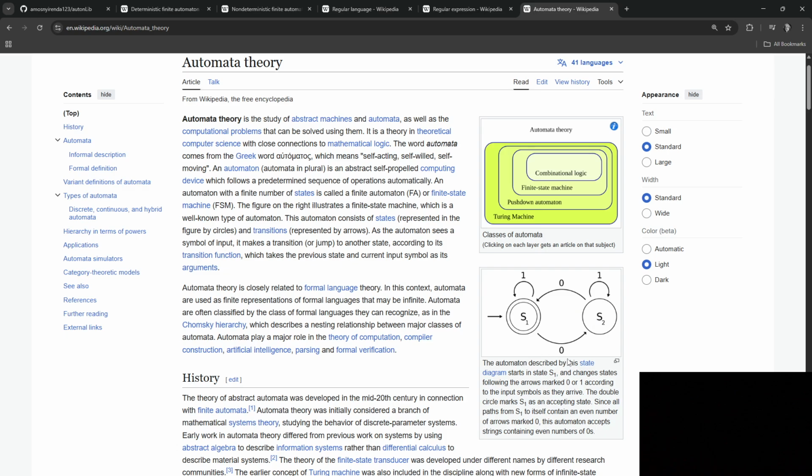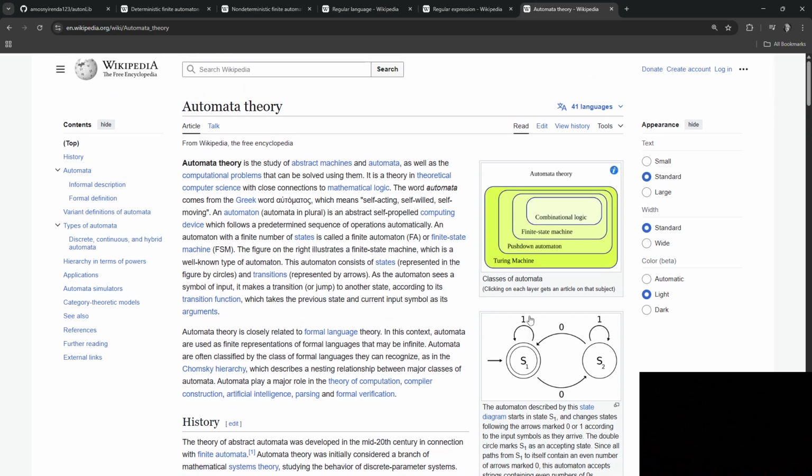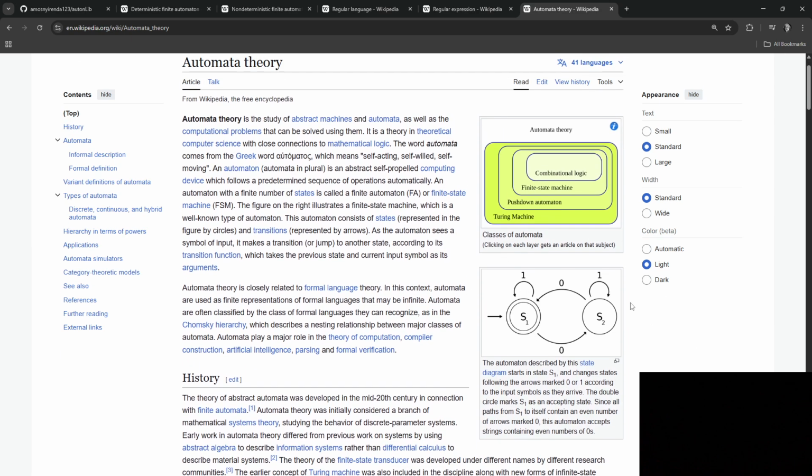For example, the string 0 0 is accepted because if I start from S1 and read 0, I'll go to S2. I read another 0, I'm going to go back to S1, and S1 is an accepting state. So if we end in an accepting state after reading a particular string, then that string is going to be accepted by the language. So this is what an automaton is, right?